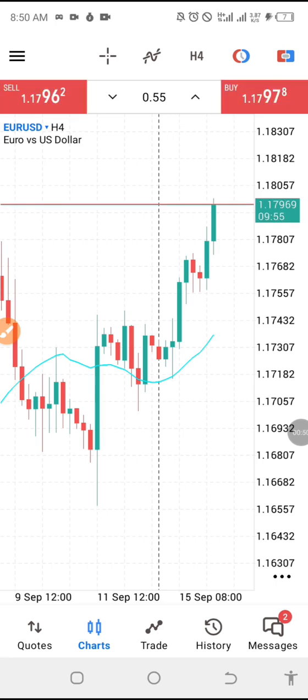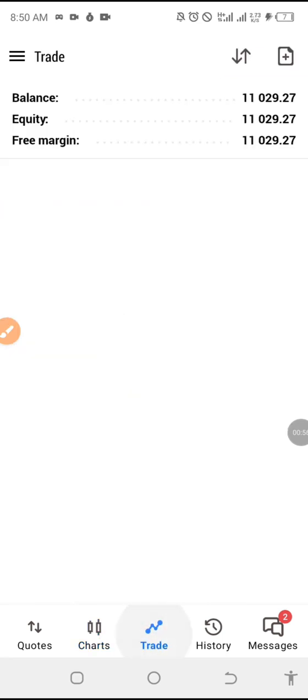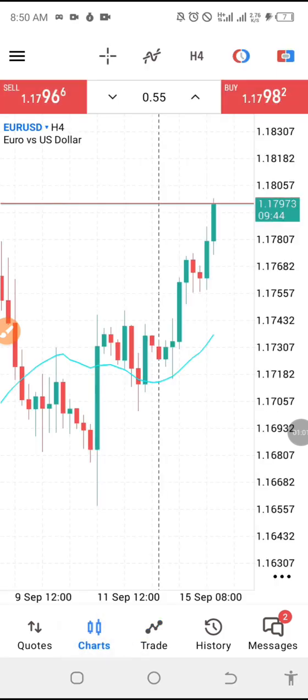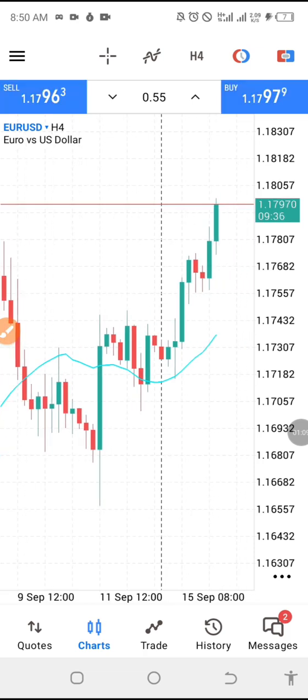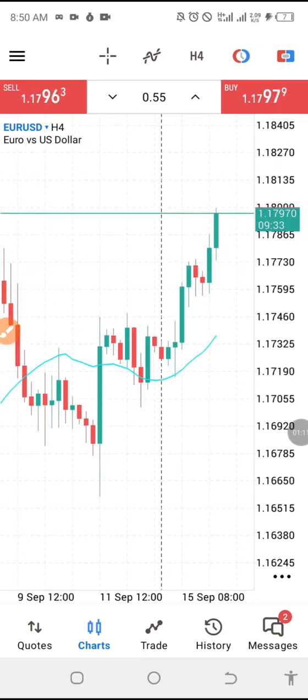So let's say we want to get into this market now. We are currently in the 4 hour time frame of Euro USD, and let's say we want to actually get into this trade right now. The first thing to determine is your point of interest, your POI. Where is your point of interest? Where do you want to get into this market? Because you can't just enter anywhere.